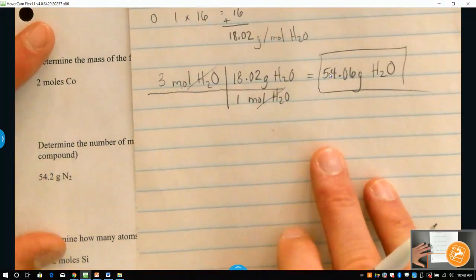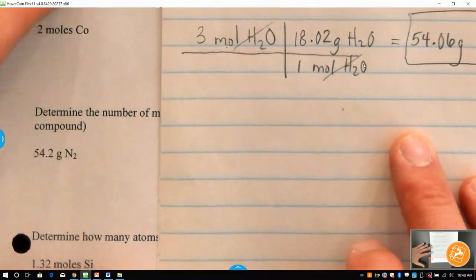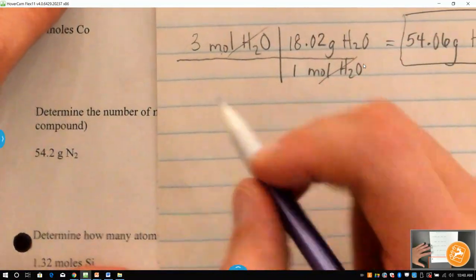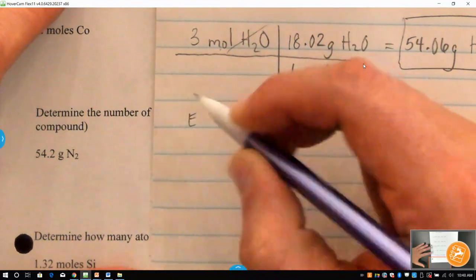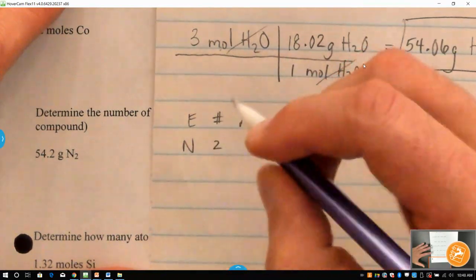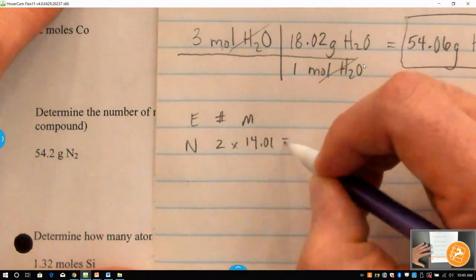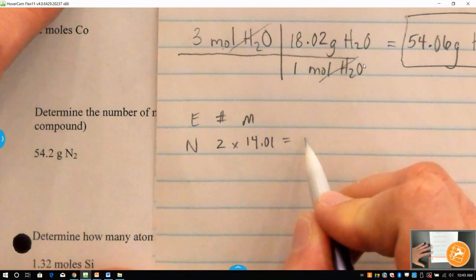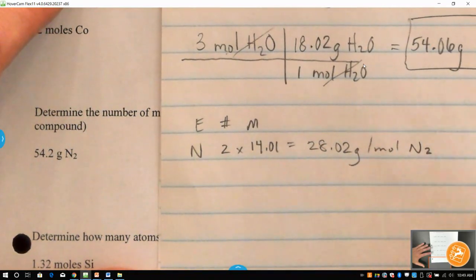So if we were to do this for N2, I need to know the molar mass of N2. Well, look on my periodic table. Nitrogen, there's 2 of them. The molar mass of that one is 14.01. And then you need to multiply them together. You should get 28.02 grams per mole of N2.